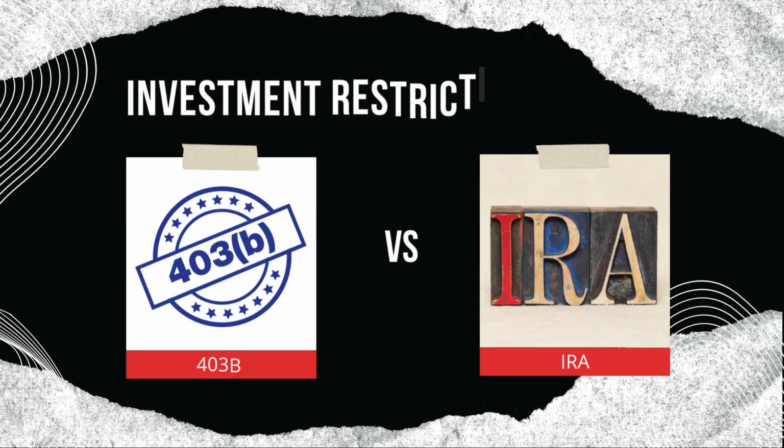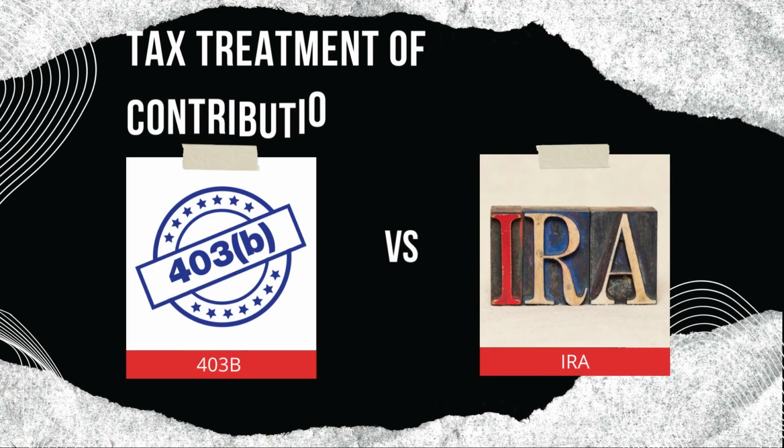Investment restrictions. Some 403B plans may have investment restrictions that are not present with an IRA. For example, some plans may limit your investment options to annuities or other insurance products. An IRA, on the other hand, typically has more investment options, including stocks, bonds, mutual funds, exchange-traded funds or ETFs, and self-directed options.